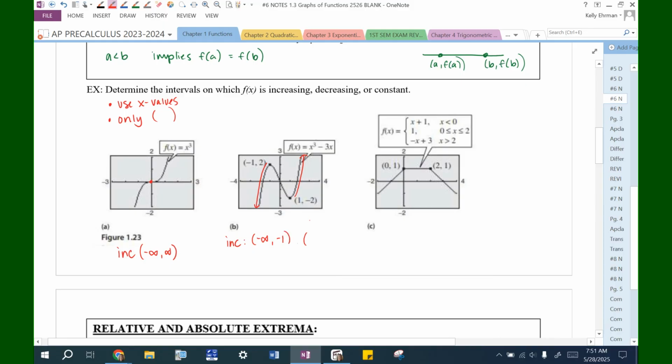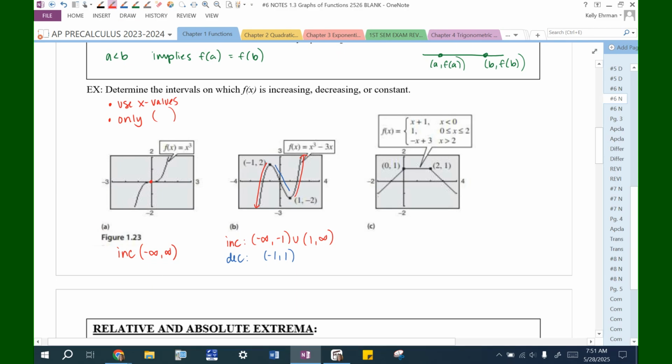And then it also increases from positive 1 to infinity. You can use a union symbol here. I don't think our AP test is too particular about that. I'm not going to count off if you leave off your union symbol there. And then here's a decreasing section. So decreasing from -1 to 1. So remember not to use the y values there. There is no constant section.